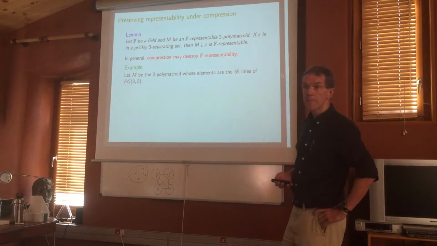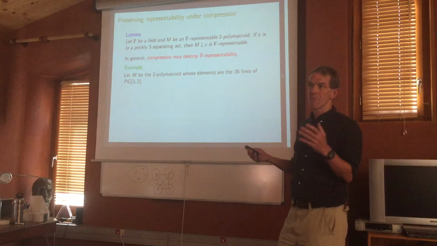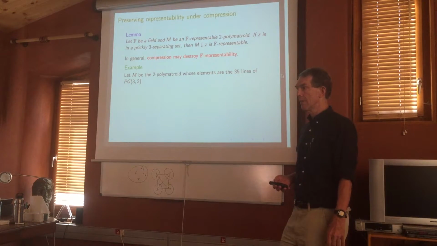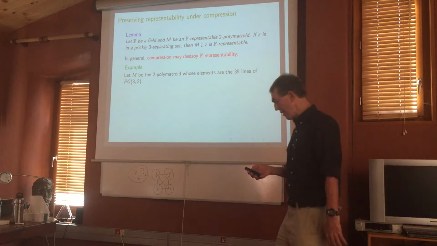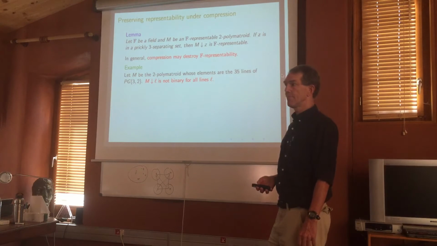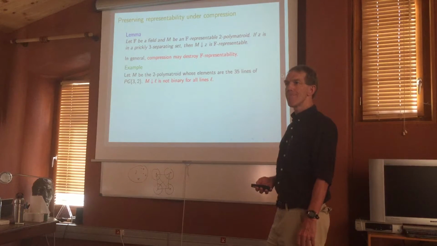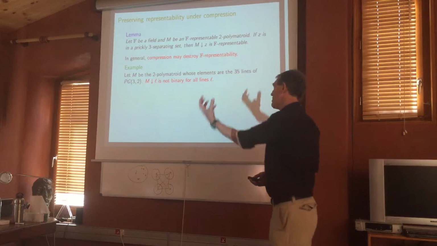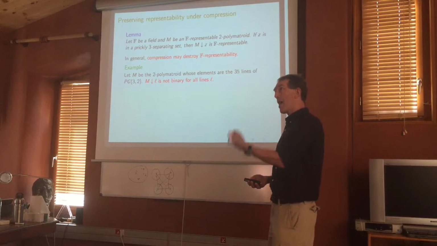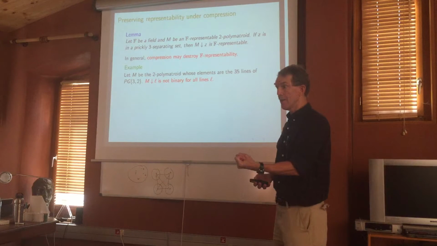Take the 2-polymatroid whose elements are the 35 lines of PG(3,2). So this is a rank 4 binary projective space and it's got 35 lines. Now I'm going to compress one of these lines. Okay. It's not binary. Do you believe that that's not binary? Because what happens is that the rank goes down to 2 and basically you get too many lines. How many lines can you have in a rank 3 2-polymatroid which is binary?